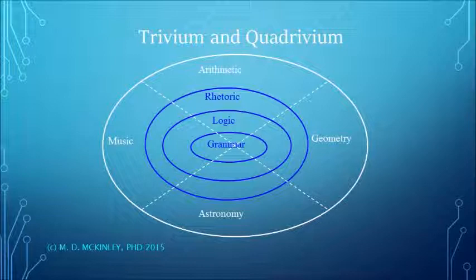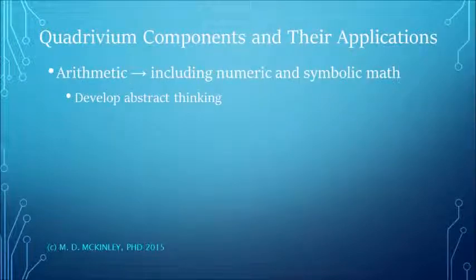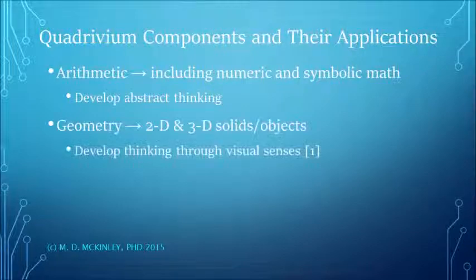laid by the trivium. The components of the quadrivium went through various stages of meaning from the time of the ancient Greeks through to the Middle Ages, but in all cases they were used as a practical means to develop the trivium skills of the student. For instance, you would use arithmetic, which today would include numeric and symbolic math, to develop your abstract thinking. Geometry, which would include two-dimensional, that is planar, and three-dimensional, that is solid objects, use the visual senses to develop your thinking.